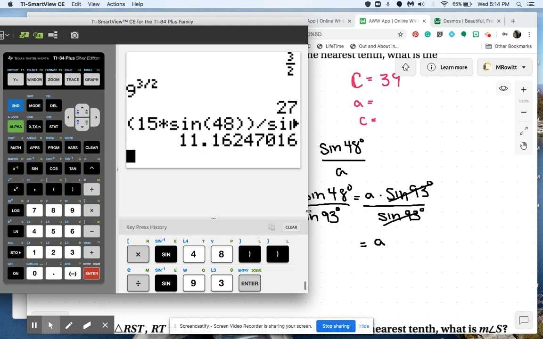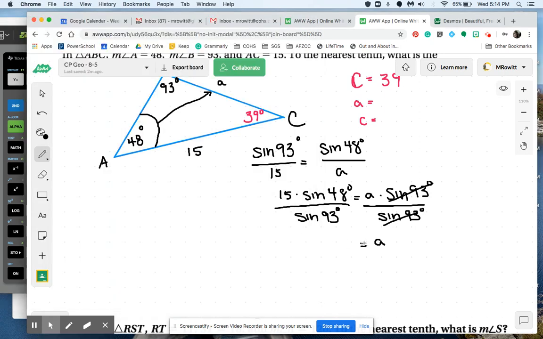A tenth is one spot in. So that means a is about equal to, since we're rounding, I can turn those little squiggles, about equal to 11.2. That's my first value for that one side, 11.2.